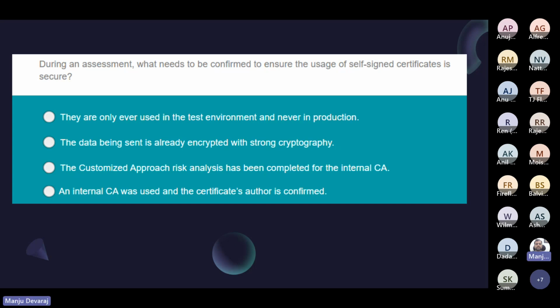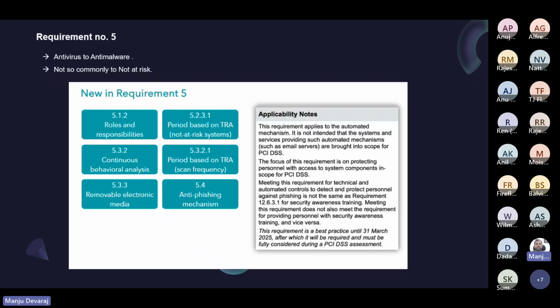Yeah, I'll tell you. Only test environment and never in production? Very vague. The data being sent is already encrypted? It's vague. Customized approach, risk analysis? Well, there's no relation. There's only one specific statement that talks about the internal CA used in the certificate authority being confirmed. Yes, it means you have already authorized the CA and it has been confirmed. Yeah, that's the answer.